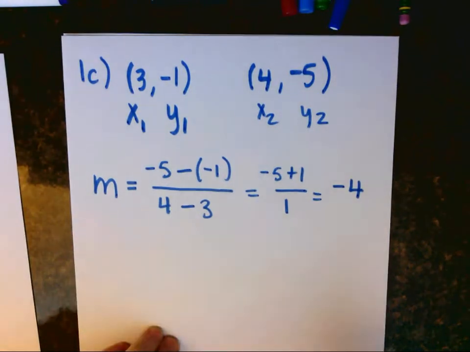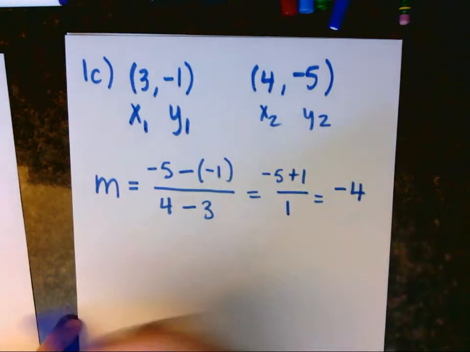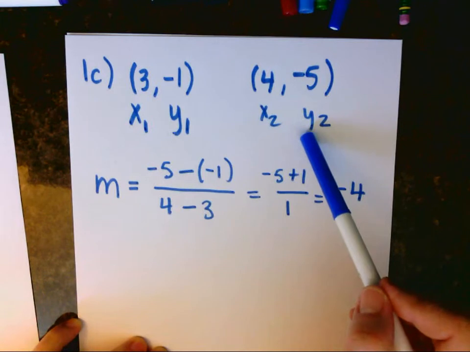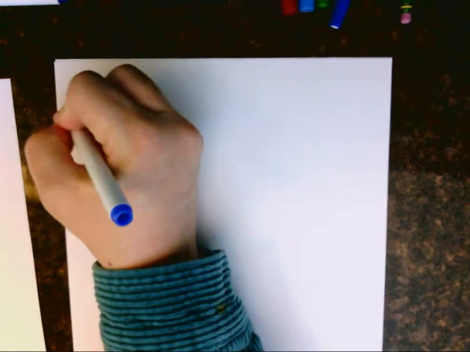Okay, so if you're given 2 points, which you will have one test question, you can just predict you'll have one of every type. You'll have one test question where you're given 2 points and you have to calculate the slope. Okay, let's go to number 2. And this says to find the slope and the y-intercept of each line.